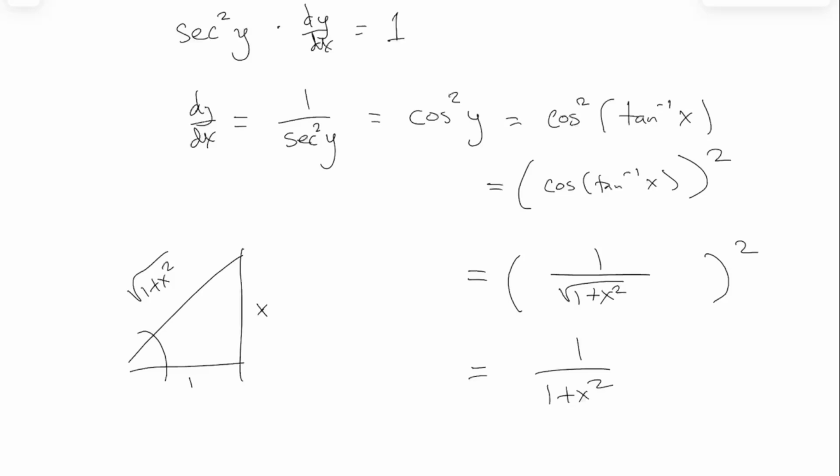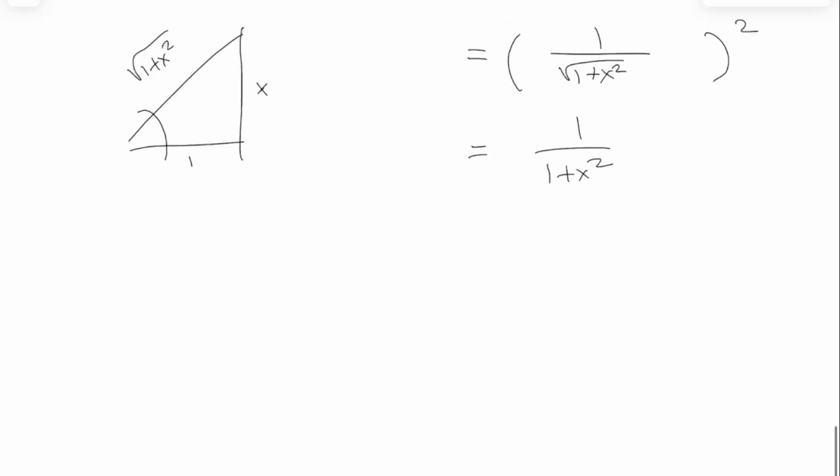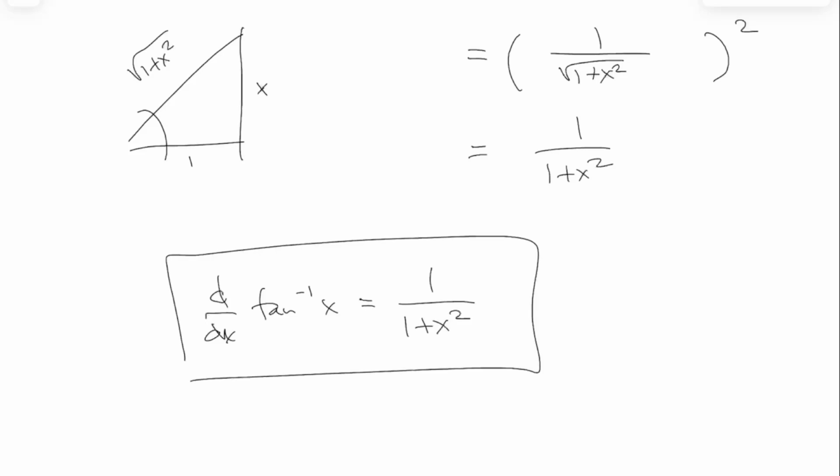Arctan is so awesome, it even has a nicer derivative formula than the arcsine and the arccosine. All right, so I will put this in a little box. 1 over 1 plus x squared, like so. That is the derivative of the arctangent. It's a nice formula, yeah.